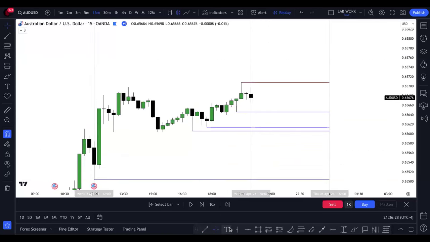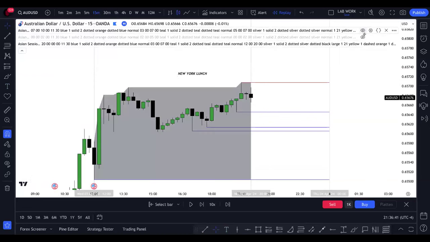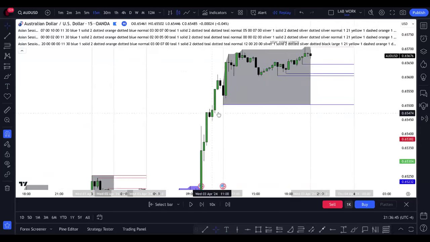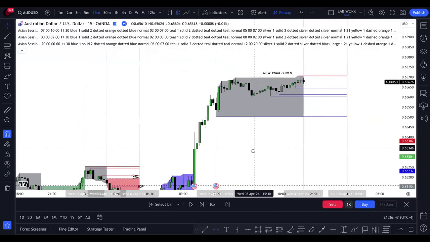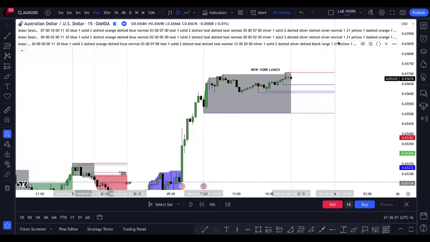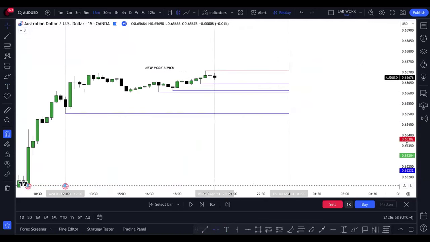This is the New York lunch. Why would you call it the New York lunch? We call it the New York lunch because it happens after the New York session, right over here. Technically, it should be called the London closed lunch, but we already have a London lunch. And I don't want to get too fancy with the terminology, but I call it the New York lunch.